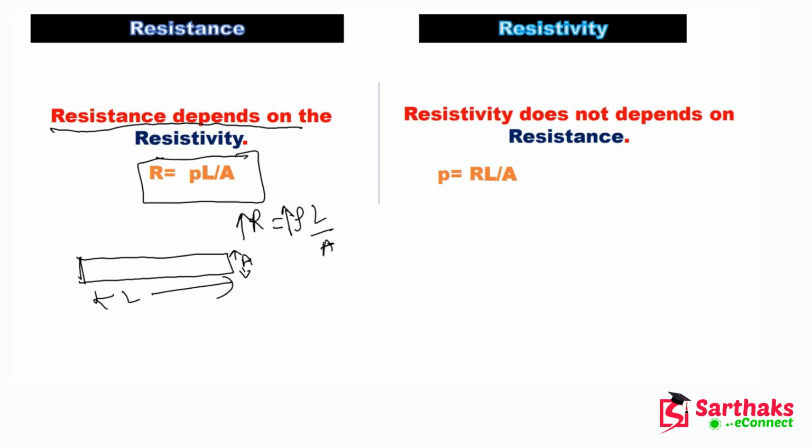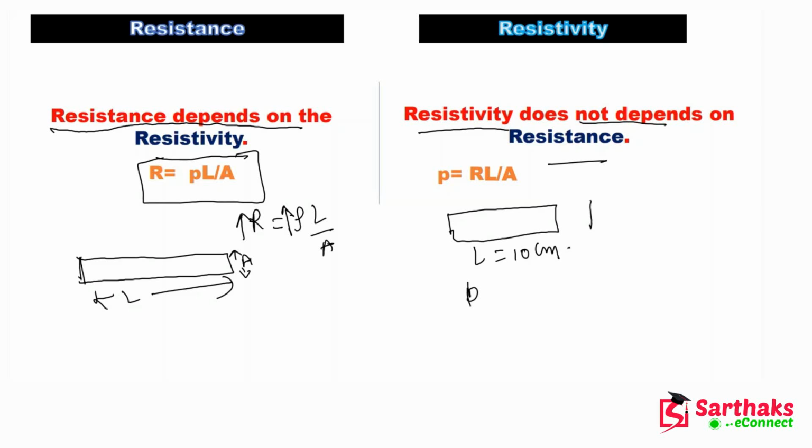If the resistivity is higher, then the resistance will also be high, because resistance is dependent on the resistivity. But its opposite statement is not correct, because our resistivity does not depend on resistance. For example, let's suppose this is a wire of length L. Let's suppose its resistivity is rho.